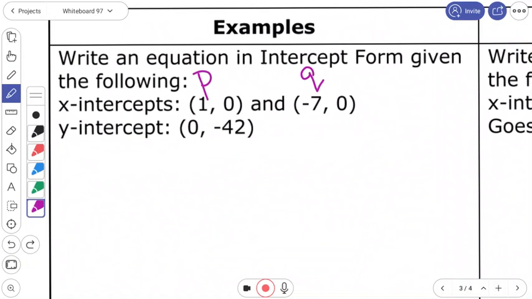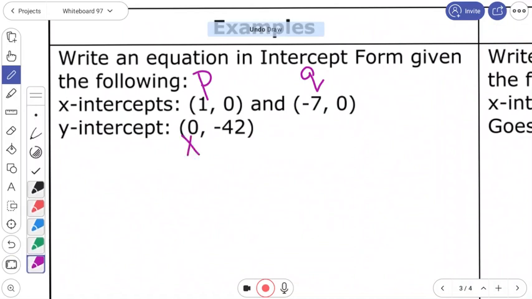Now, we also have to be given any other third point. It doesn't matter if it's a vertex. It doesn't matter if it's a y-intercept. It can be any other random point. And we just happen to be given a y-intercept in this problem. But we're going to label the other point, our third point. We're going to label it x and y. So we have identified P and Q and X and Y.